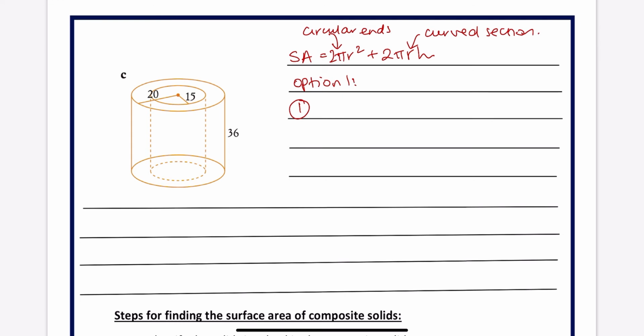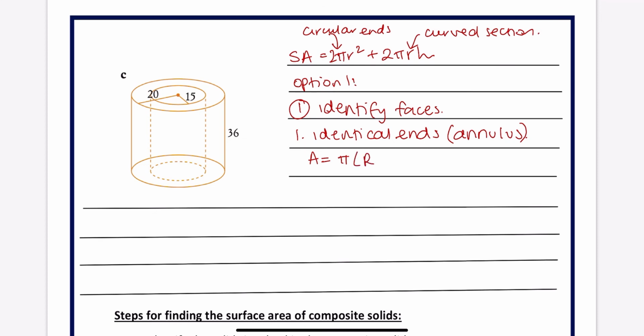So, identify faces. Okay, so the faces that we have to find the area of are the identical ends. And the shape of the identical ends is actually an annulus. The area of an annulus, if we remember rightly, is pi, the bigger radius squared minus the smaller radius squared. We're going to use that to find the area of the identical ends.